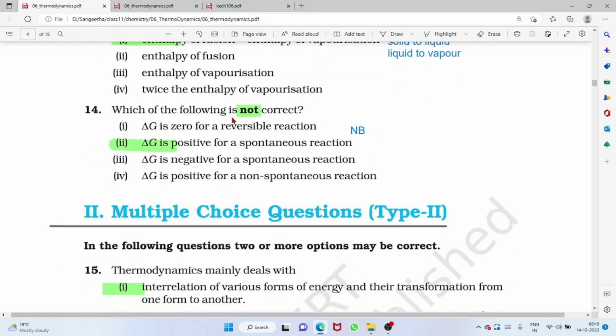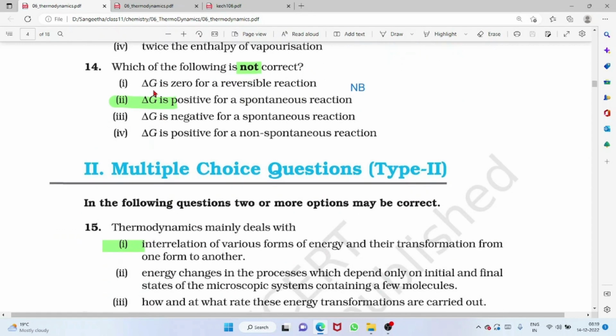Which of the following is not correct? Delta G is 0 for a reversible reaction. Delta G is positive for a spontaneous reaction. So this is wrong. Delta G is negative for the spontaneous reaction, this is correct. Delta G is positive for non-spontaneous, this is also correct. So okay, now question number 14.